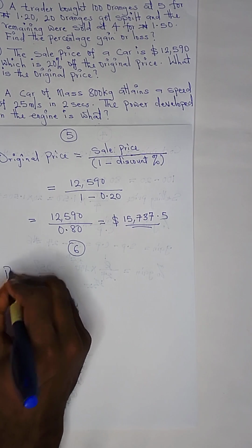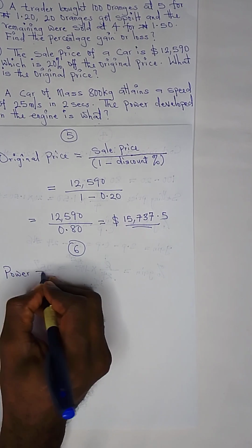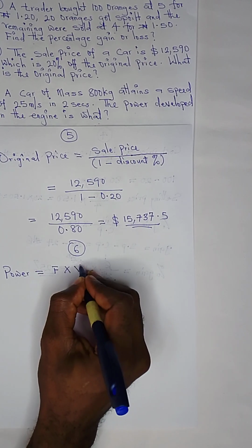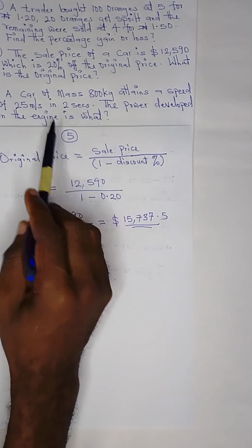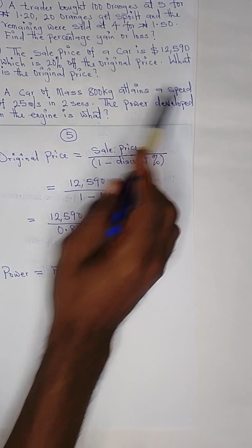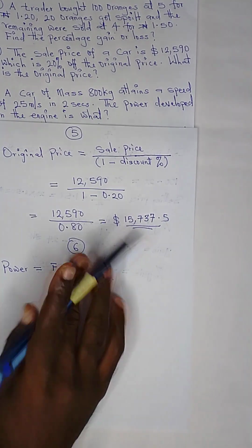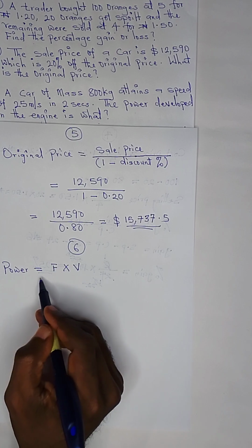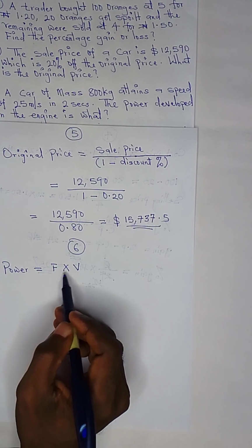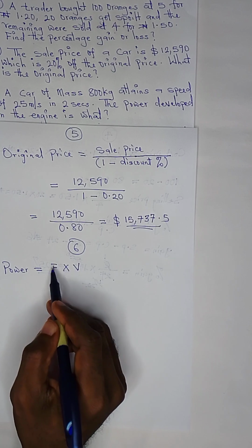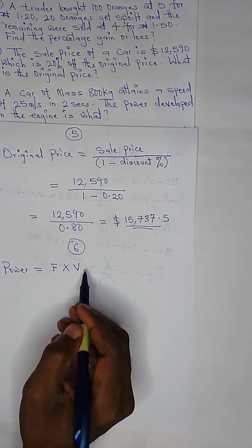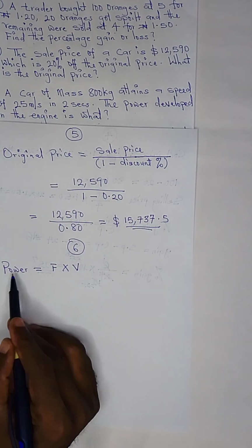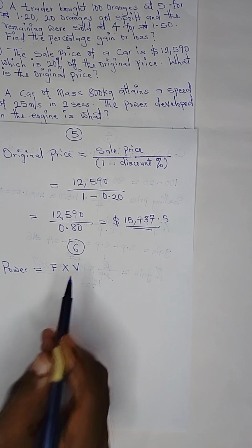Now, power is equal to force times velocity. Speed and velocity are the same thing. So when you are given speed or velocity, the formula you use to calculate power is force times velocity. But if you are not given velocity, then power is equal to work done all over time. But we have been given velocity here, so we need to use power equal to force times velocity.